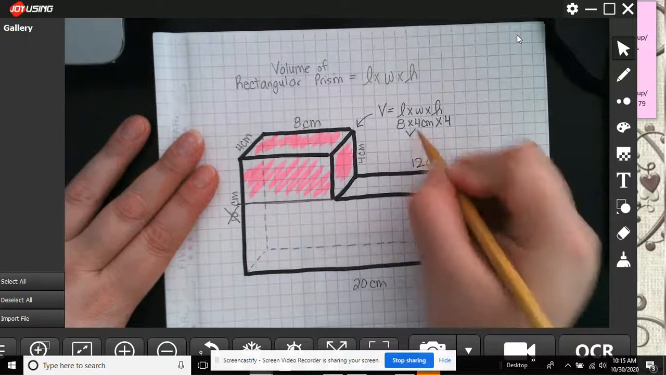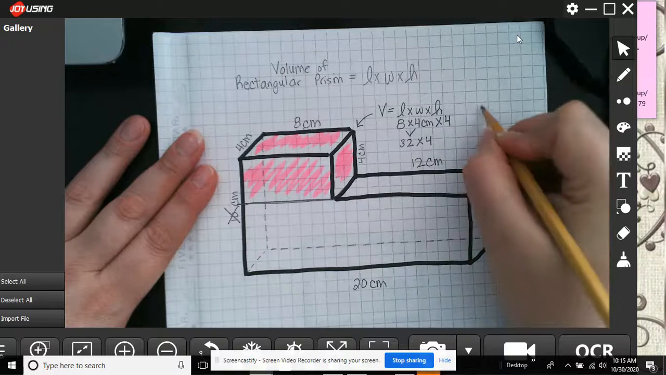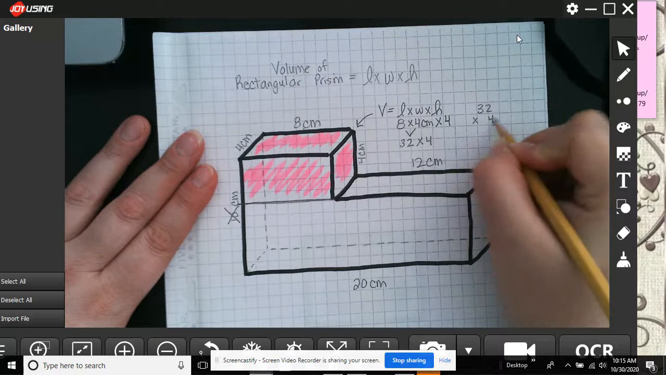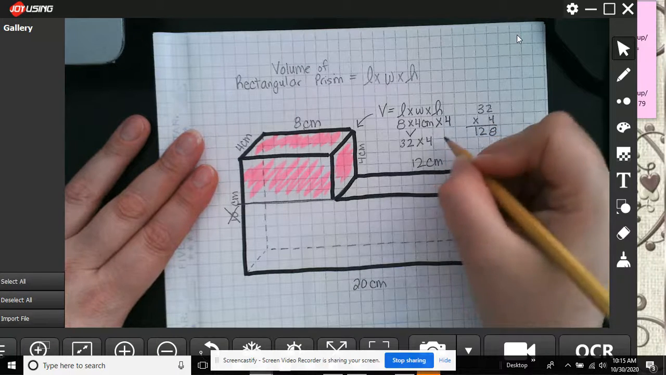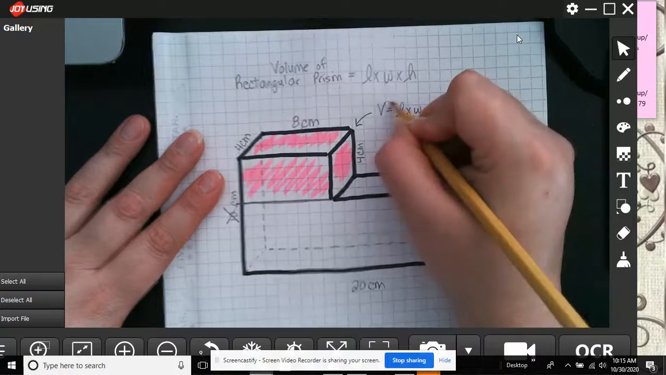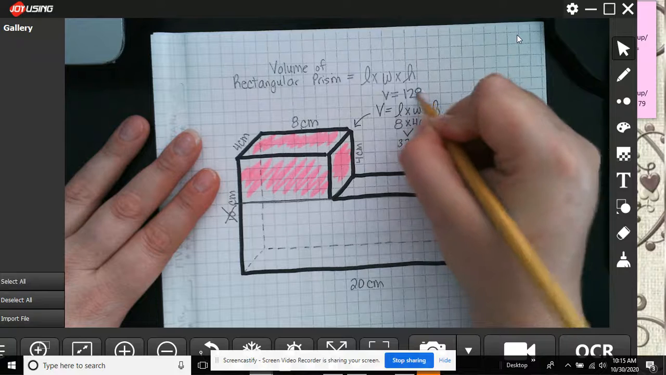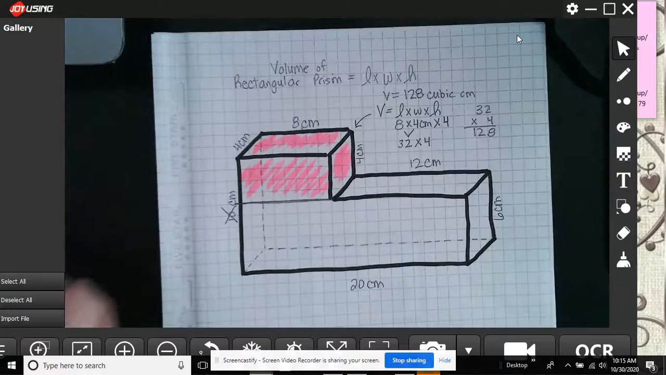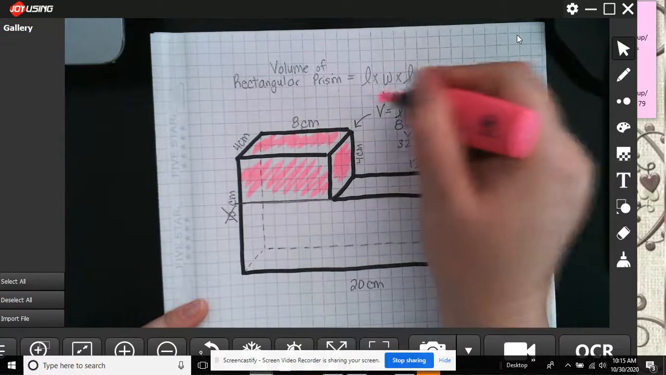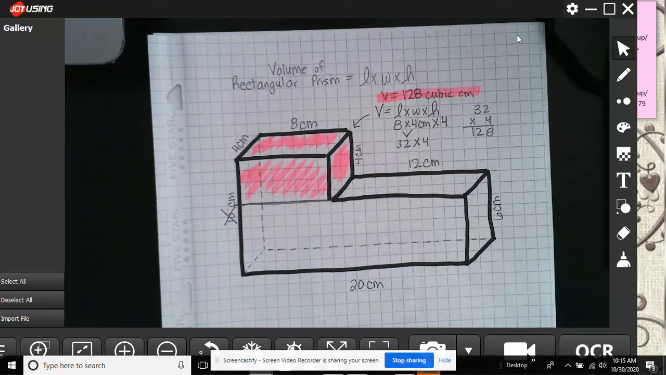So then I have 8 times 4 is 32. 32 times 4. Do some work over to the side. 4 times 2 is 8. 4 times 3 is 12. So I have the volume for the pink guy is 128 cubic centimeters. So my pink rectangular prism is identified as 128 cubic centimeters.